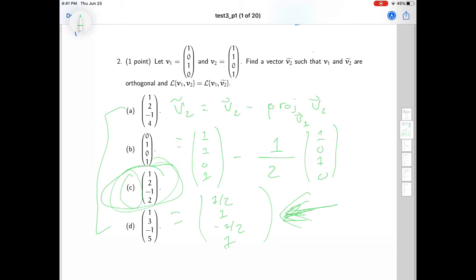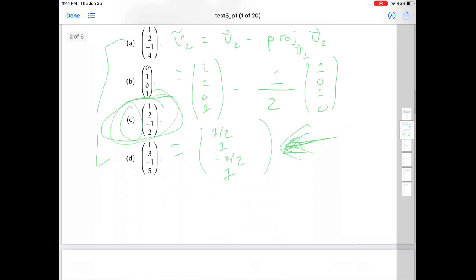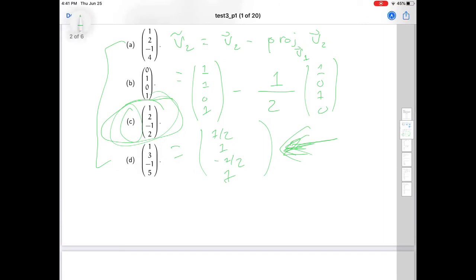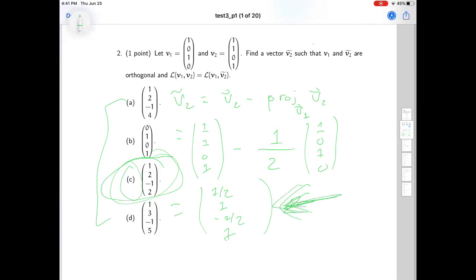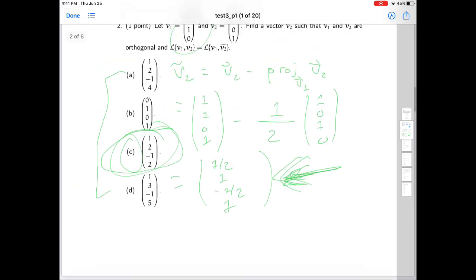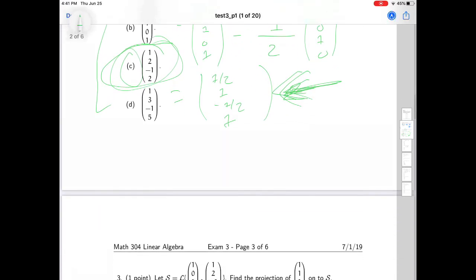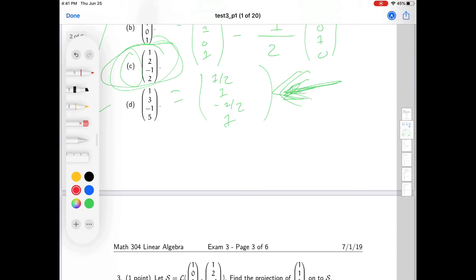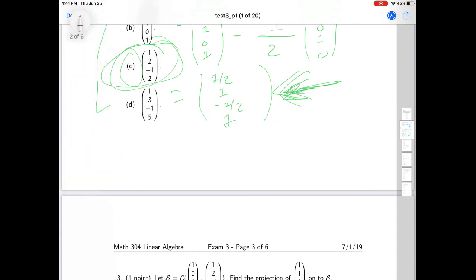Okay, let me just show you that v2 tilde, the way that I've defined it here, actually is orthogonal to v1. I mean, we can just literally do the dot product of this vector with v1. But I want to show you based on this formula, which is a little more generic. And of course, we've done this in class, but it's good to just see it again. So v1 dotted with v2 minus the projection of v2 onto v1.